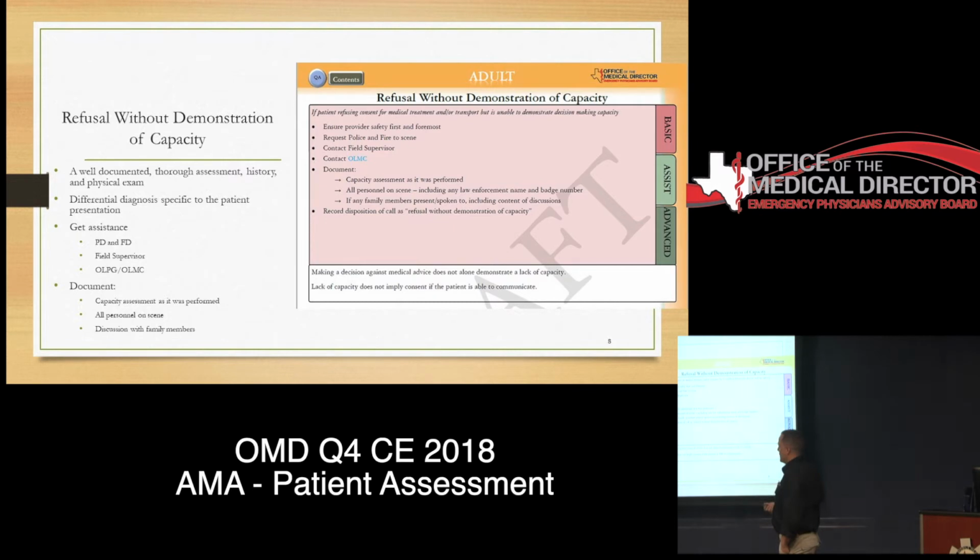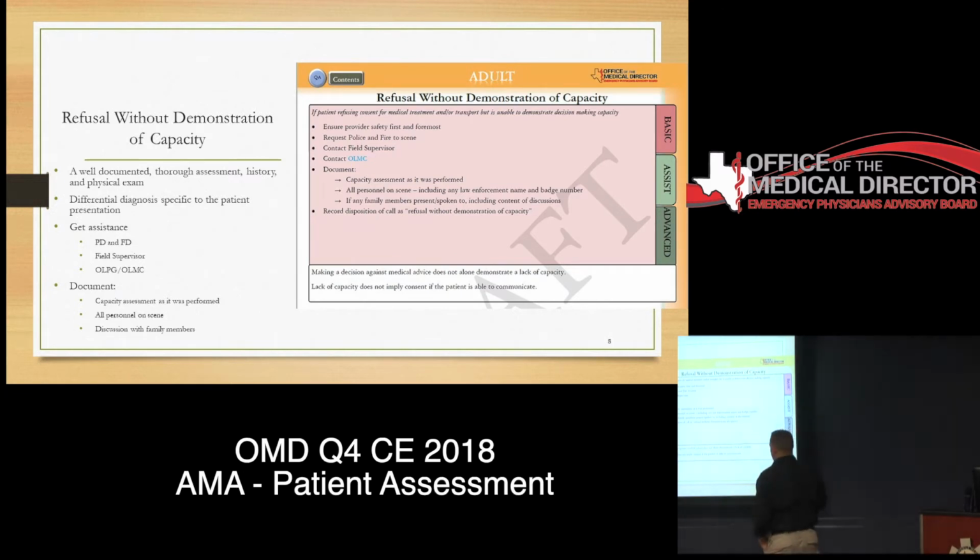And then finally, OLPG, OLMC. In a lot of cases, especially if you're really concerned about what's going on with the patient, you think there's a potential for an injury or something bad to happen, and they can't demonstrate capacity, this should probably be something that goes through OLPG and you discuss with the medical director.